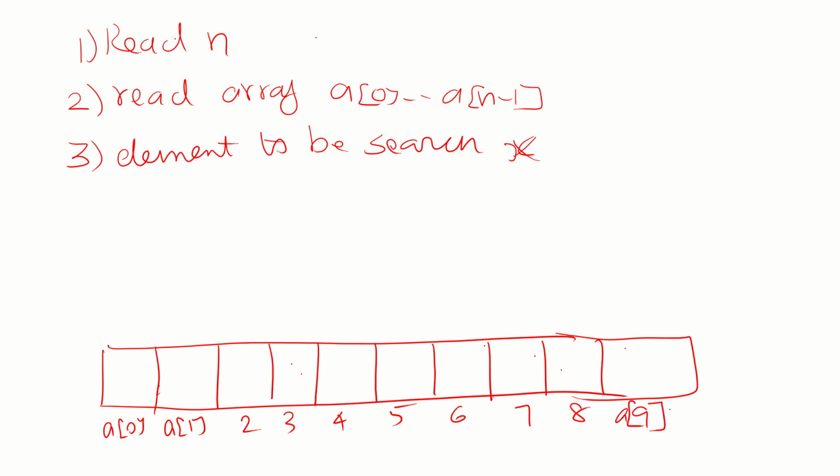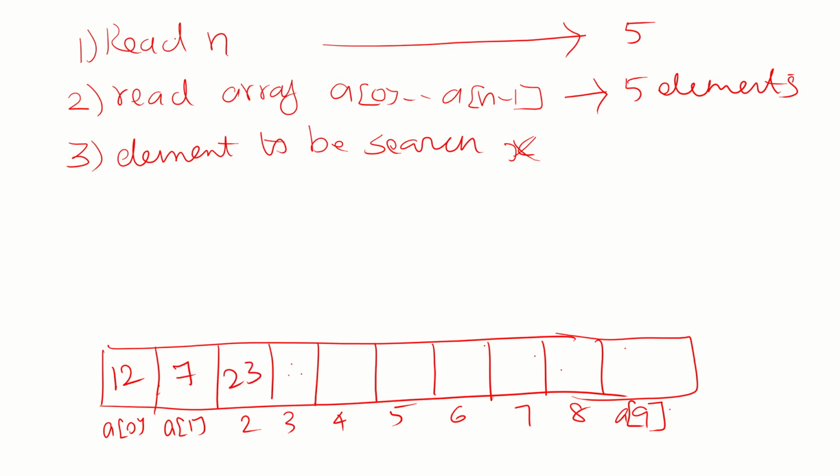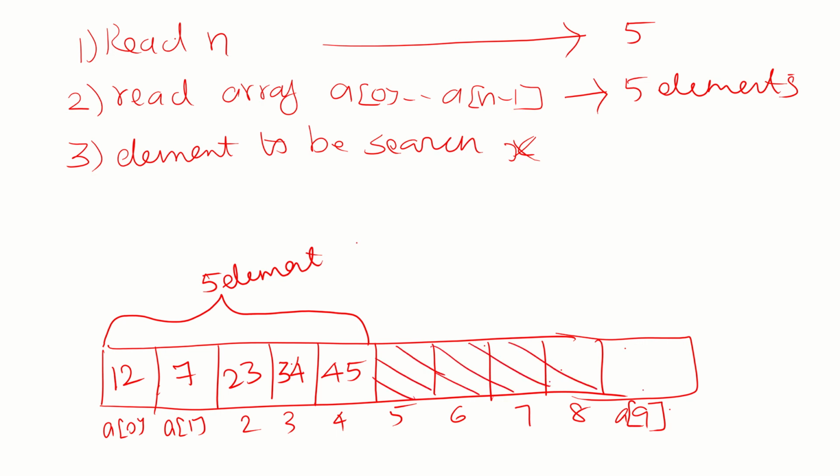Okay. So now first when I say read n, I can say n is equal to 5. Read the elements of the array, that is 5 elements only you have to read. The remaining is left empty. So let me enter some input: 12, 7, 23, 34 and say 45. I am entering only 5 elements in my array, so the remaining space is left blank. We allocate only the required elements.